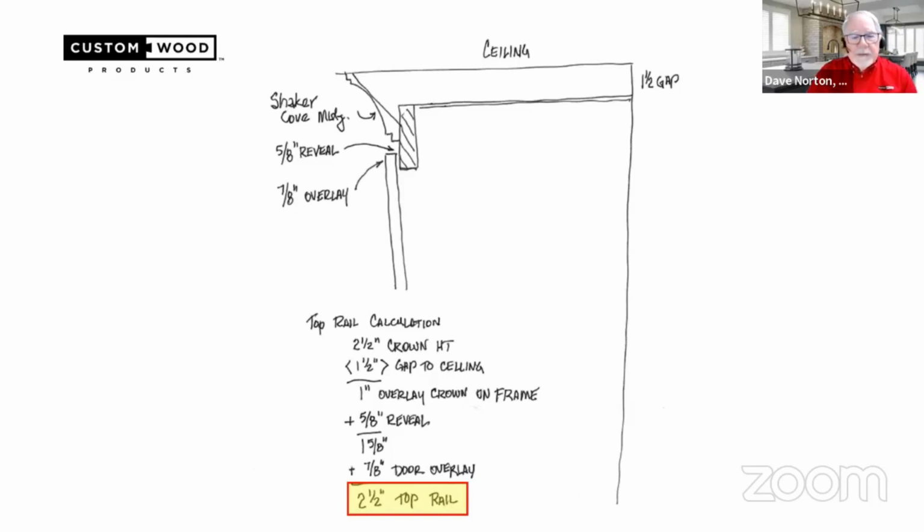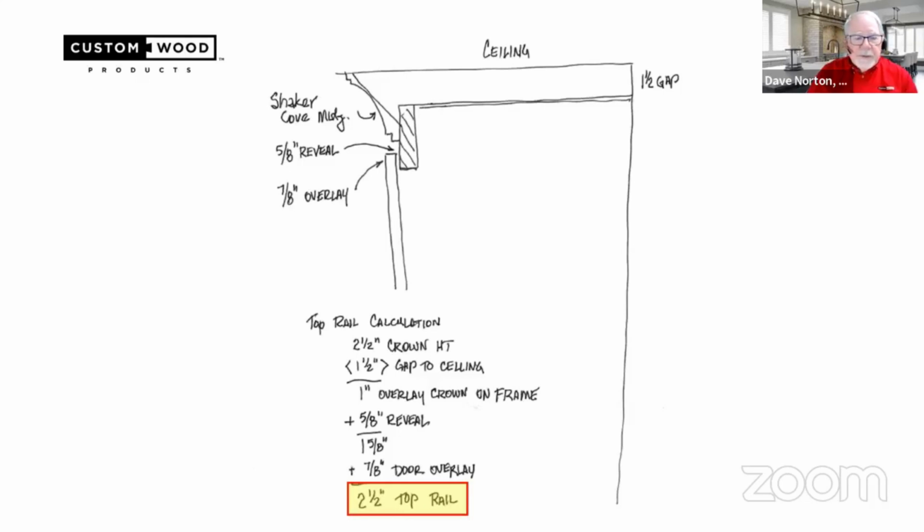But it's the reason we want to know where you're putting the cabinet and how much reveal you want between the crown and the door. As I'm sure you're all aware, we can do up to 4-inch high top rails at no charge.